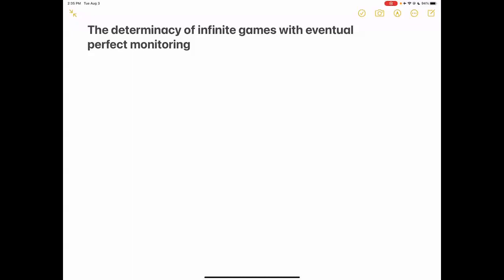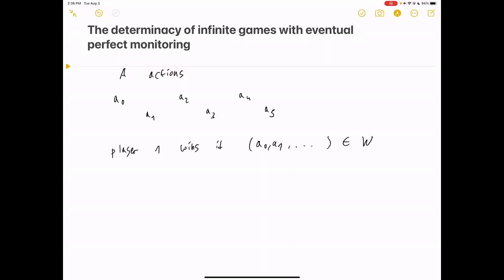My story begins probably the way the first talk in this workshop started. This is a two-player zero-sum game with a finite set A of actions for every player. At period zero, player one chooses a0 from A. At period one, player two chooses a1. Then they choose, alternatingly, a sequence of actions. Player one wins if the infinite path that they created is in some set W, and W is the winning set of player one.